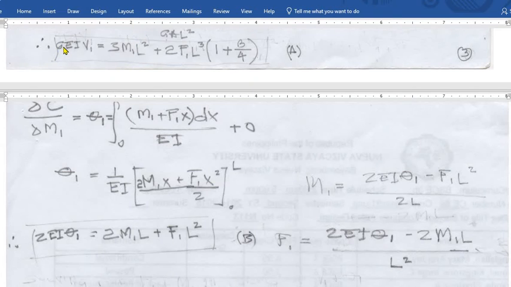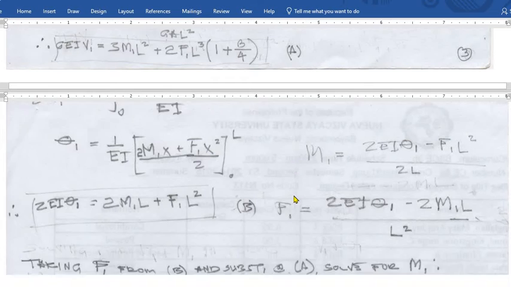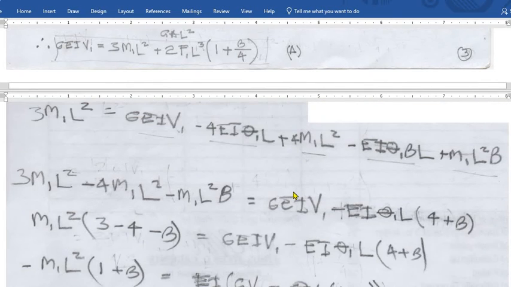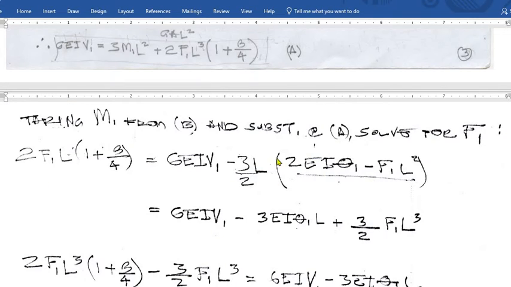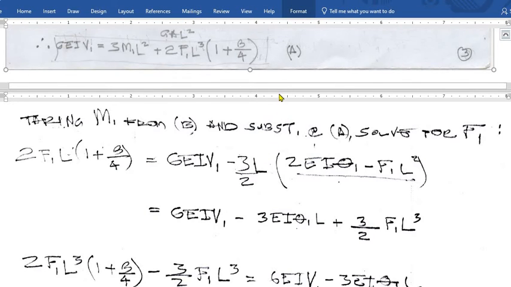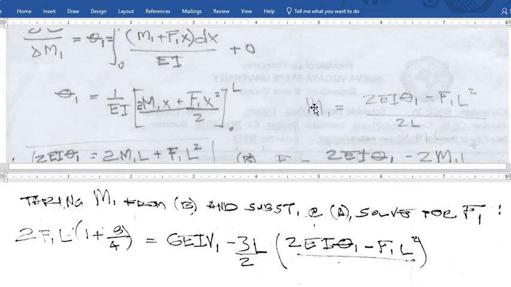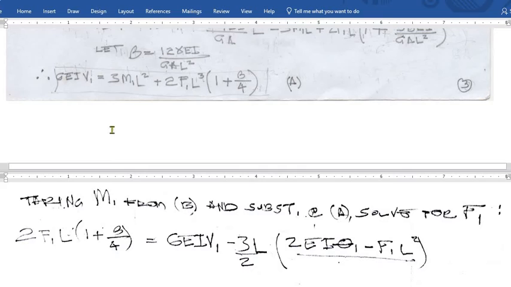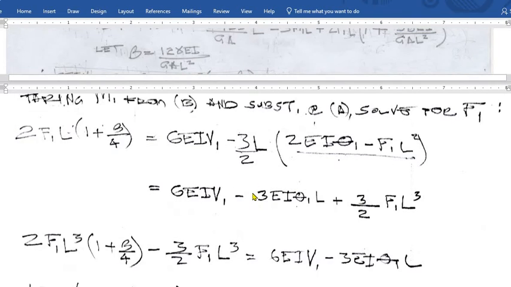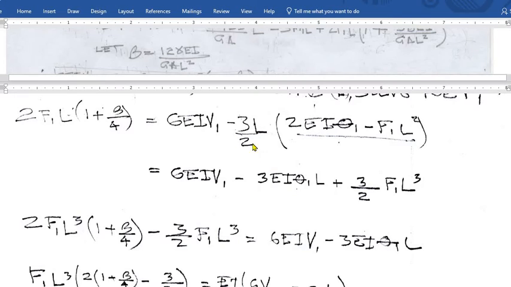So, 6EI V1 is equal to 3 times the quantity, which is this. Okay? And then, it all boils down to this equation. Okay? So, let me repeat. We substituted this into equation A. It became like this. Okay? So, we will skip that part. It's easy to do. And then, we simplify this.